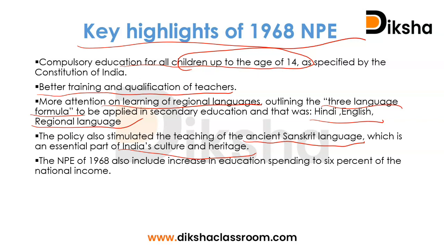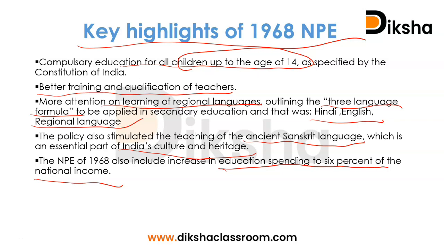And one of the key recommendations, or the most important recommendation, regarding the expenditure, or meeting the expenses of education, was to increase the spending on education to 6% of the national income. So the national policy on education recommended increasing the percentage of money spent on education to 6% of the gross national product. That was a very important recommendation.